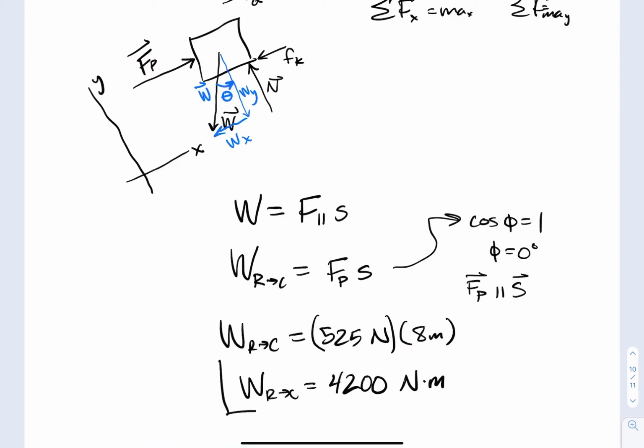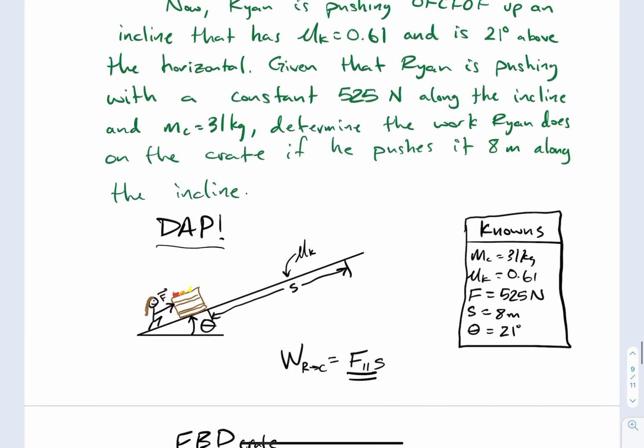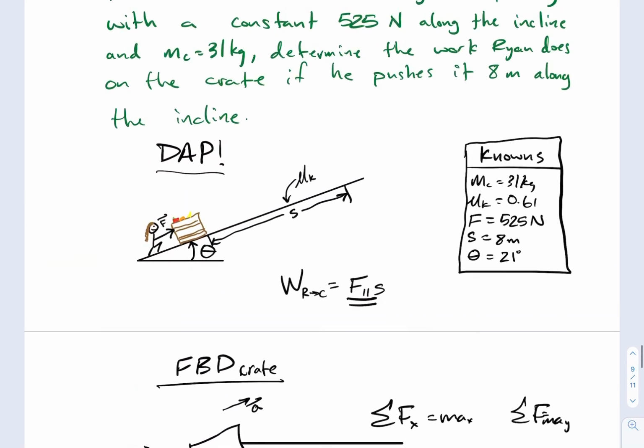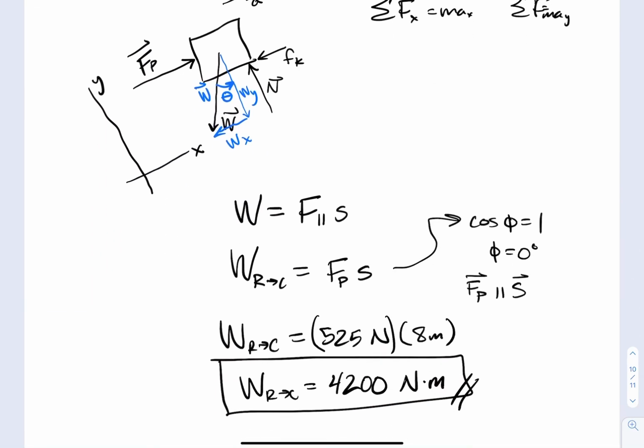So this was a nice excuse to get people to draw another FBD, but you have to be careful because in this problem we were actually given everything we needed and a whole bunch of red herrings, things we didn't need. We didn't really need the mass or the friction or even the angle, and we could solve the problem. So there's a little more work for you.